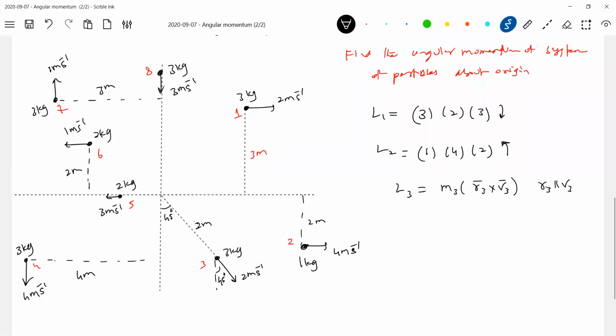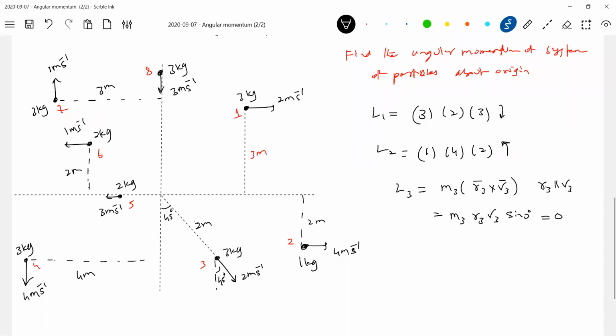Look at the position vector. It makes an angle 45 degree with vertical. Similarly, the velocity vector also makes angle 45 degrees. So what is the angle between R bar and V bar? It is 0. So the expansion of this will become R3 V3 sine 0 degrees, which will be 0. So in numericals, you should be careful here. So let's come after this.